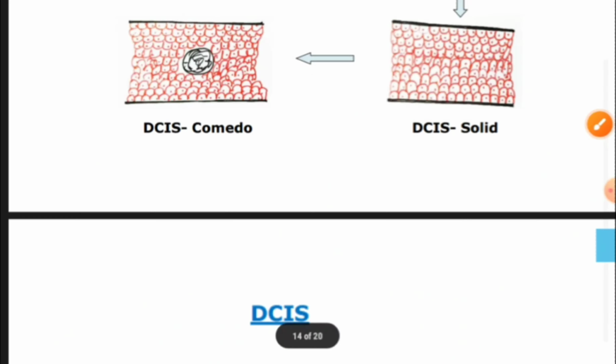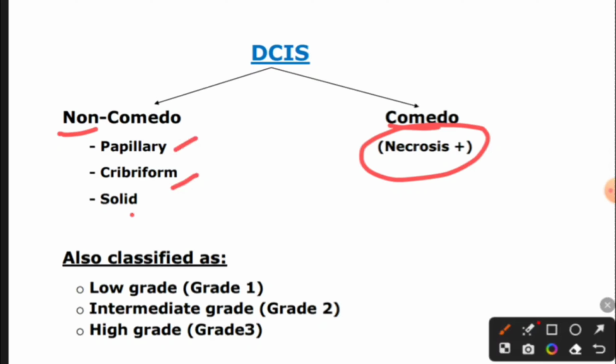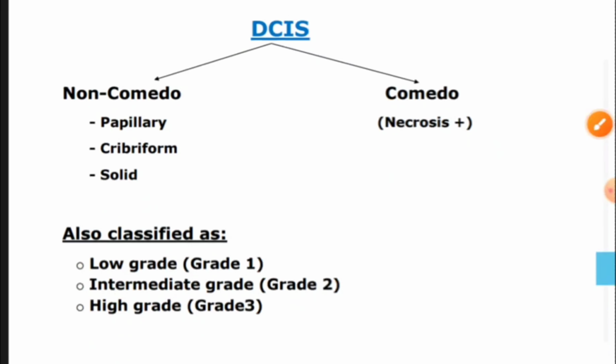DCIS can be divided into non-comedo type and comedo type. Presence of necrosis is the hallmark of comedo type of ductal carcinoma in situ. Non-comedo type includes papillary carcinoma, cribriform DCIS, and solid type of DCIS. DCIS is also classified as low grade, intermediate grade, and high grade, that is grade 1, 2, and 3, depending upon the nuclear characteristics.